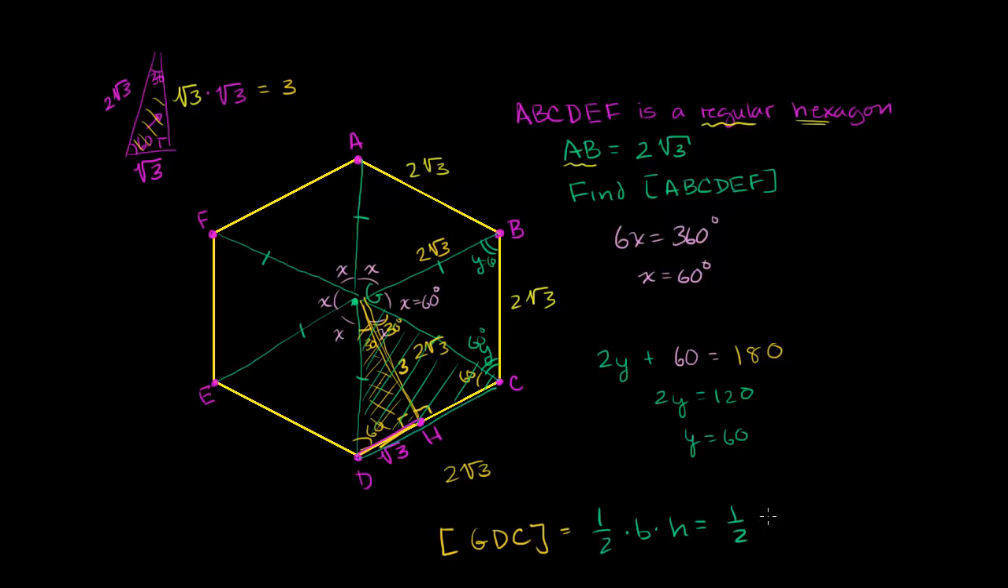It's this whole thing right over here. So times 2 square roots of 3. And then we want to multiply that times our height. And that's what we just figured out using 30, 60, 90 triangles. Our height is 3. So times 3, 1/2 and 2 cancel out. We're left with 3 square roots of 3. That's just the area of one of these little wedges right over here. If we want to find the area of the entire hexagon, we just have to multiply that by 6, because there are 6 of these triangles there. So this is going to be equal to 6 times 3 square roots of 3, which is 18 square roots of 3. And we're done.